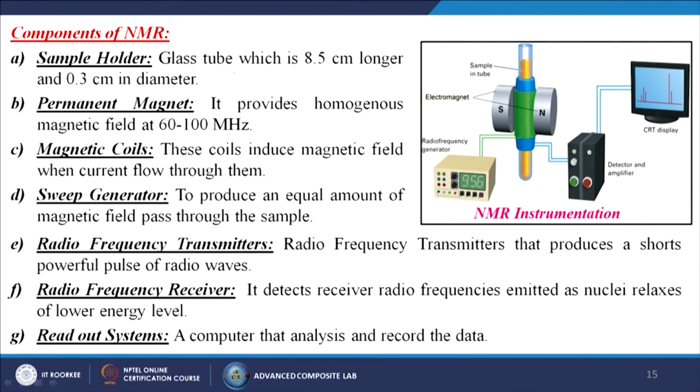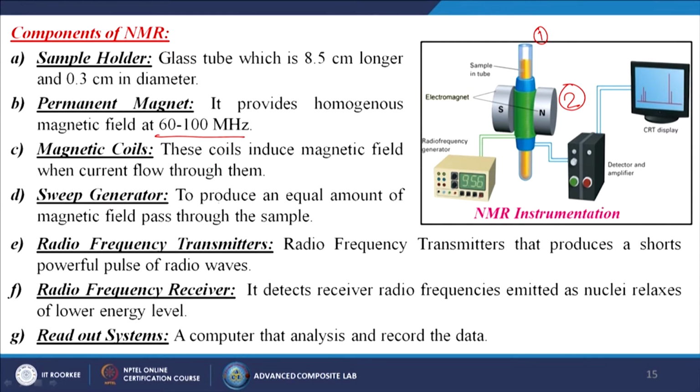So, now what are the components of NMR? First one is called the sample holder, that means a glass tube which is 8.5 centimeter long and 0.3 centimeter in diameter. Next is the permanent magnet, it provides the homogeneous magnetic field at 60 to 100 megahertz. In this particular case you can see this is the sample tube which is number 1, then we have that magnet, that is number 2, then magnetic coils. These coils induce a magnetic field when current flows through them.